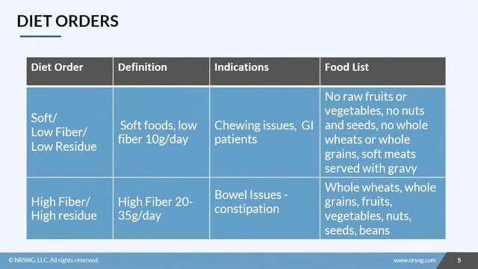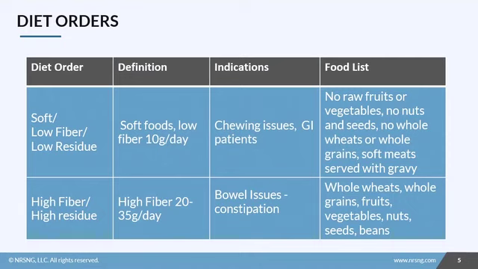Our next diet order can go by different names. I've seen it called the soft diet, the low fiber, the low residue, or a combination of those. It's generally thought of as a diet low in fiber, which reduces the amount of residue that would go from the small intestines into the large intestines. It is good for patients with chewing problems as well, and it's often used for gastrointestinal patients.